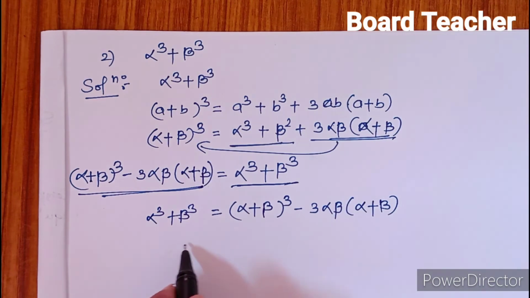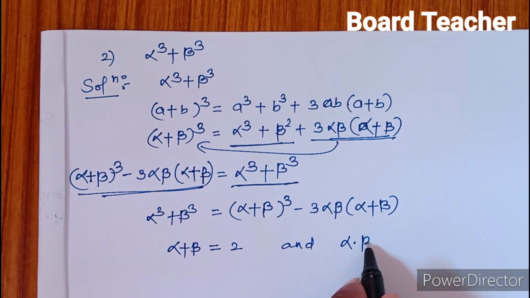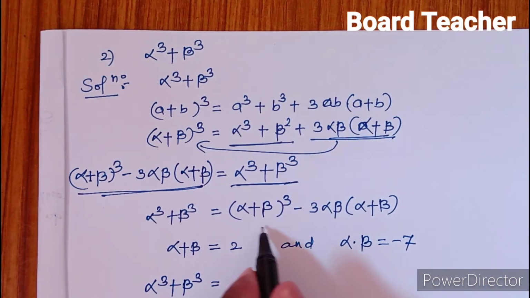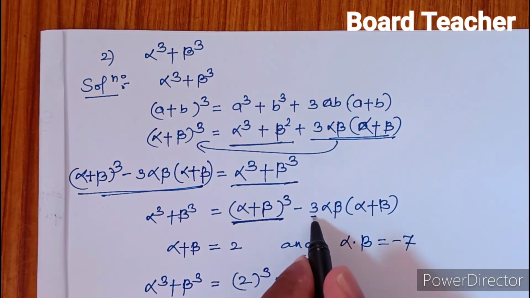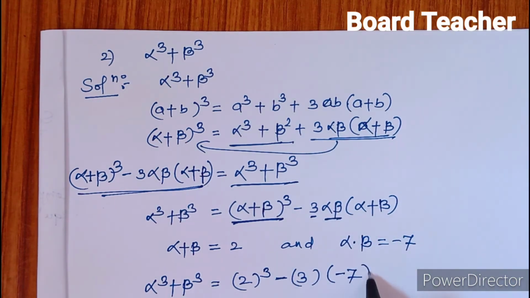We have already got the values of alpha plus beta, which is 2, and alpha dot beta, which is minus 7. Now we get alpha cube plus beta cube equals alpha plus beta whole cube minus 3 times alpha dot beta times alpha plus beta, that is minus 7 and 2.